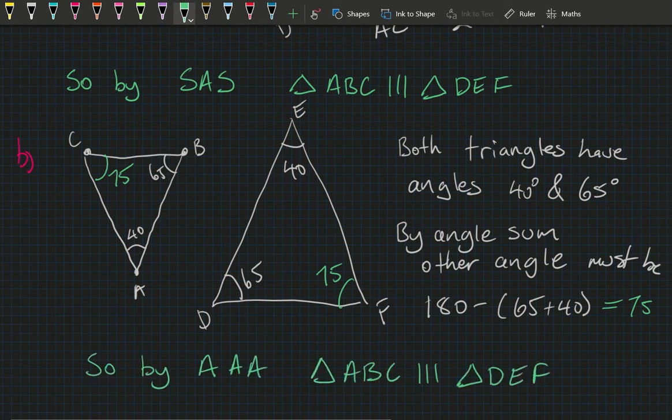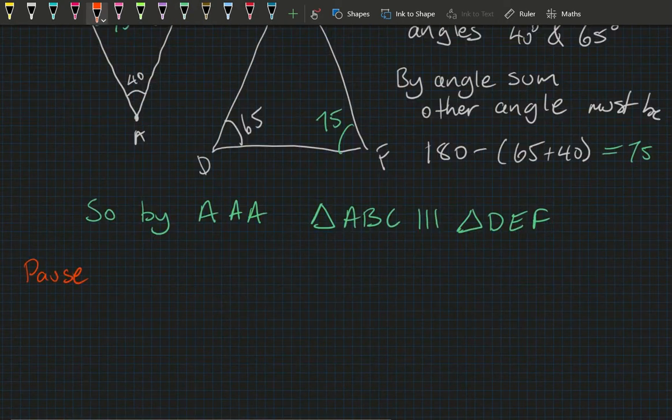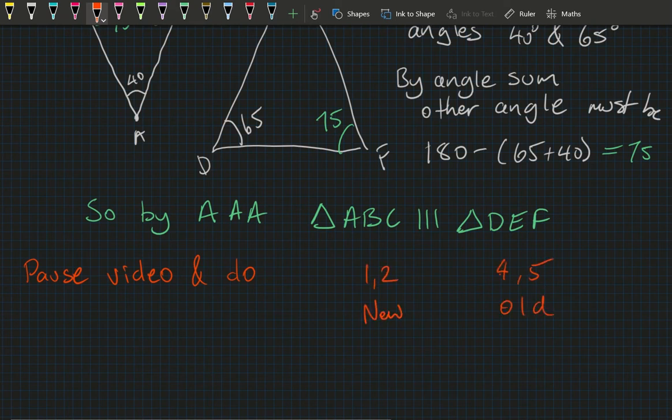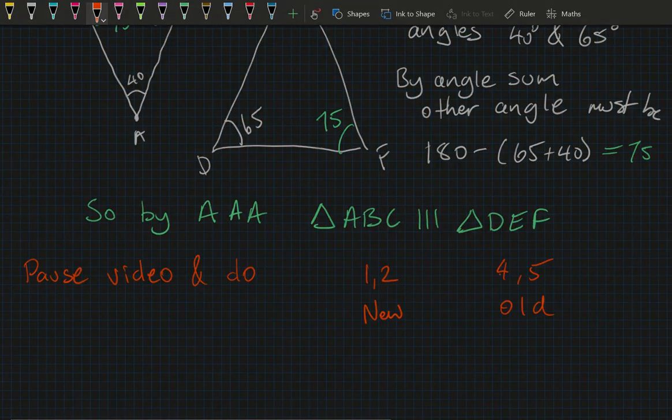Okay, so that's an example of 2 tests. Pause the video now so you can work on questions 1 and 2 in the new book or questions 4 and 5 in the old book. But seeing we've only tried out 2 tests, make sure that you do at least 1 question for each test. Alright, I'm going to see you in the next section.